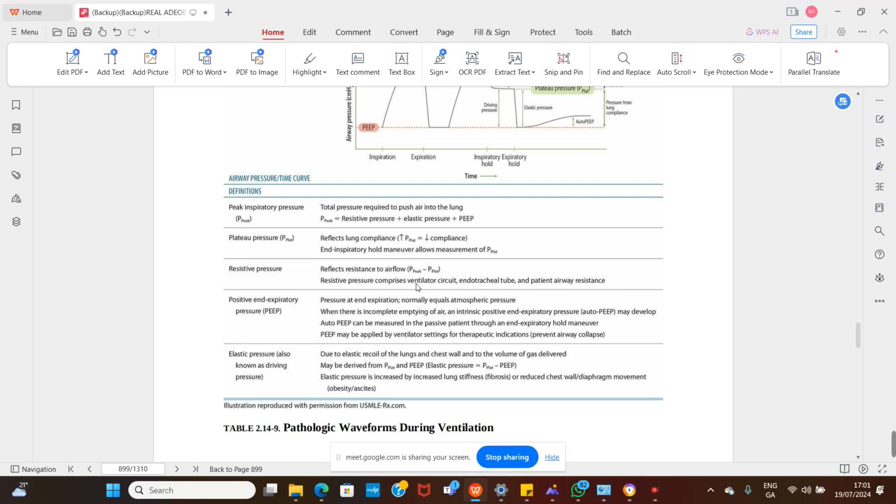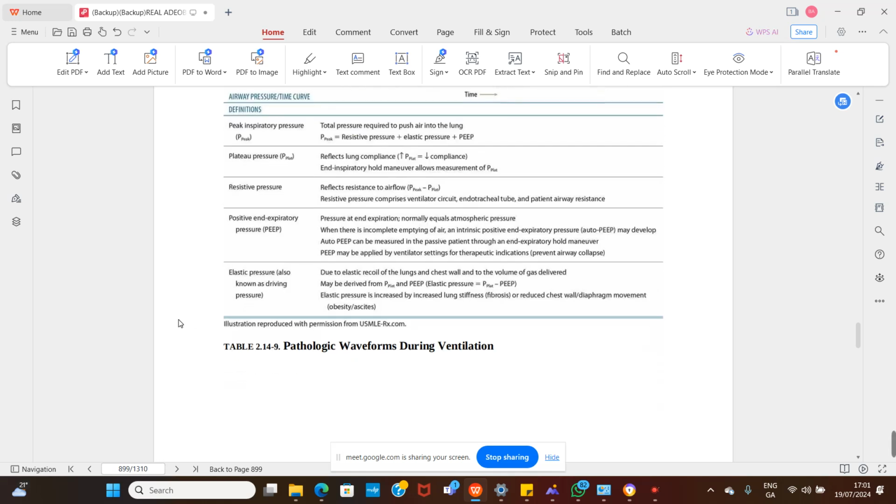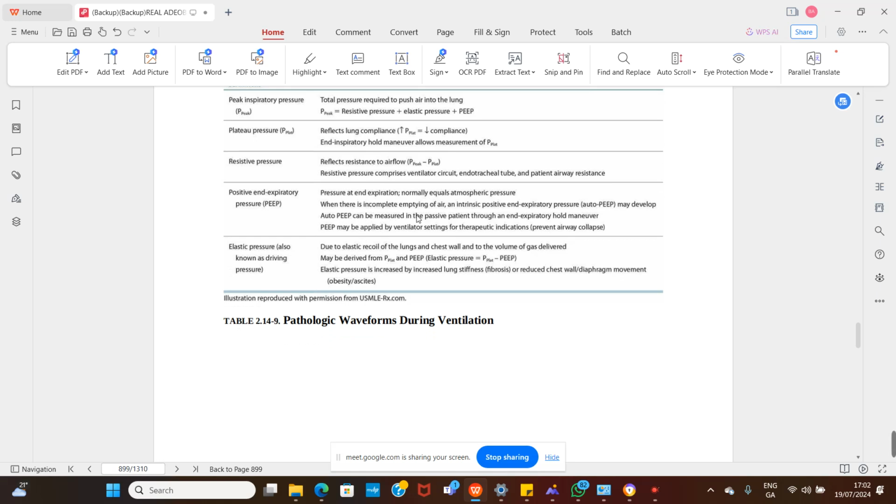And the pressure along the ventilator circuit, endotracheal tube, and the airway. The PEEP is the one that keeps it open at the end. So there's what you call the auto PEEP, and auto PEEP can be measured when you hold. The patient is not the one doing it. You are the one that is doing it. So at the end of expiration, you hold it. Then you see what pressure is remaining to keep the lung open. That's going to be your auto PEEP. That is keeping it open, right?